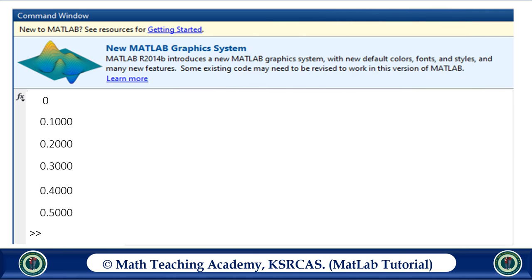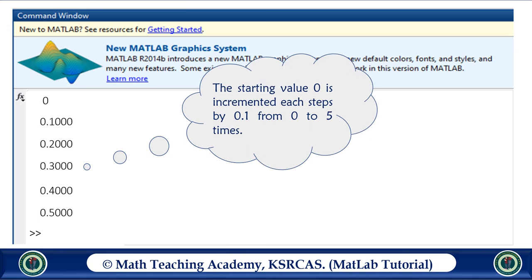So this is the output of the above coding. The starting value 0 is incremented in each step by 0.1 from 0 to 5. 0 to 5 times. That is why you got 0, 0.1, 0.2, 0.3, 0.4, 0.5 as output.